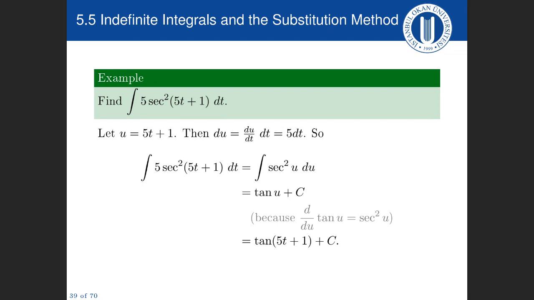So our integral is equal to the integral of sec squared u du. And we've made this much easier. We know an antiderivative of sec squared. We know that that's just tan. Why? Because we remember that if we differentiate tan, we get sec squared. Finally, replace the u by 5t plus 1, and we get our final answer. Tan of 5t plus 1 plus c.